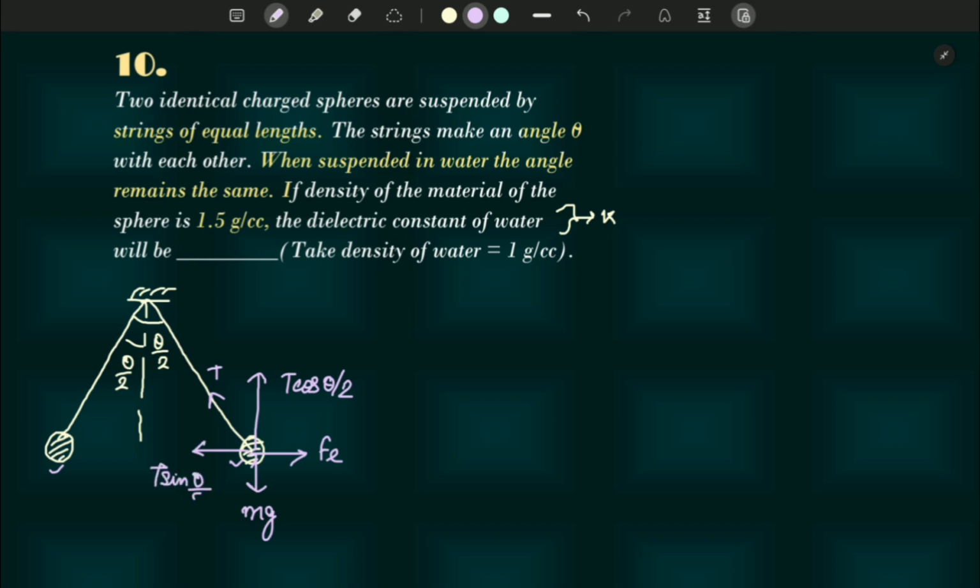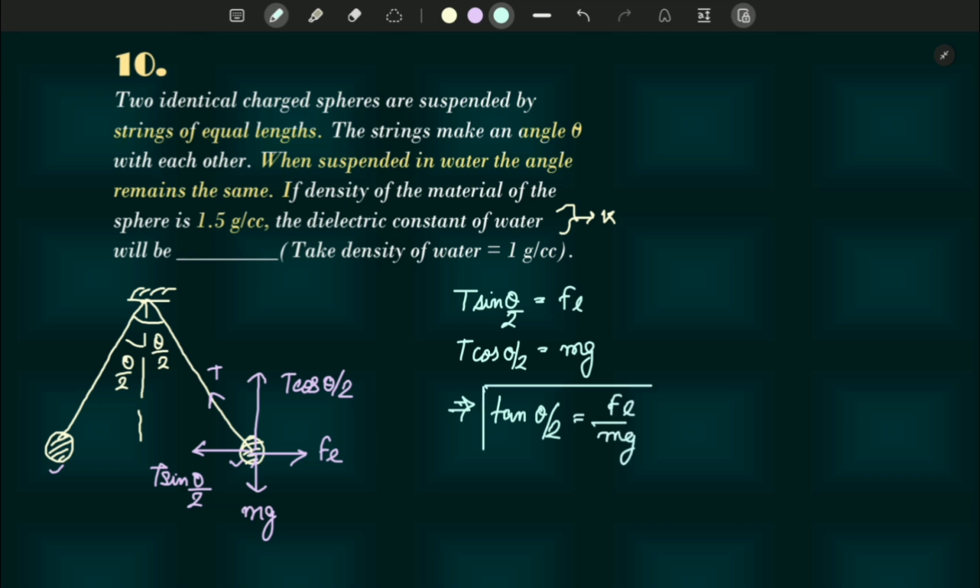Now observe carefully. T sin theta by 2, this is our electrostatic force F. And T cos theta by 2, this is our mg. This is how the forces are balanced. So if I divide the two equations, I will get tan theta by 2 equals Fe by mg. Now this is an important relation. We will make use of this relation.